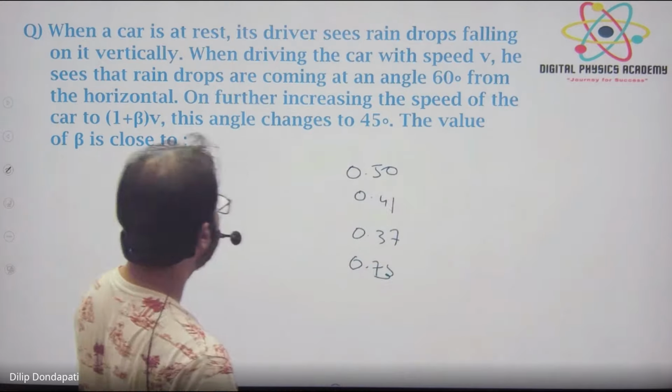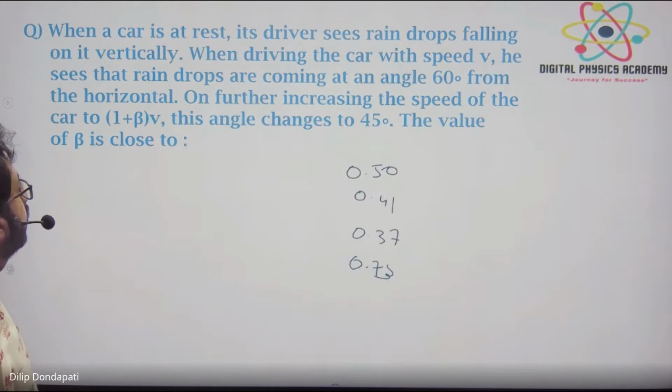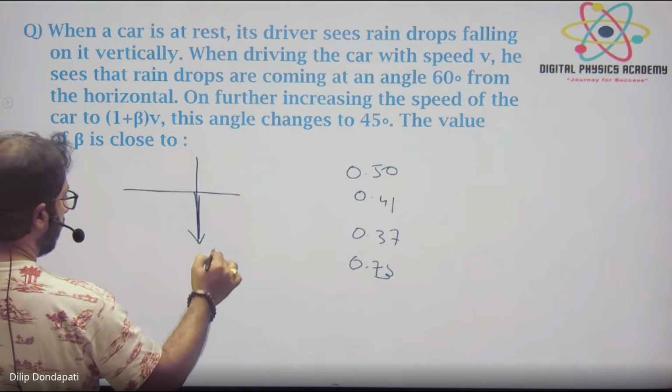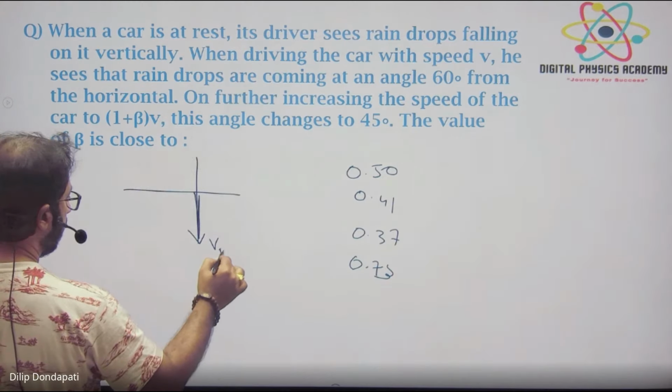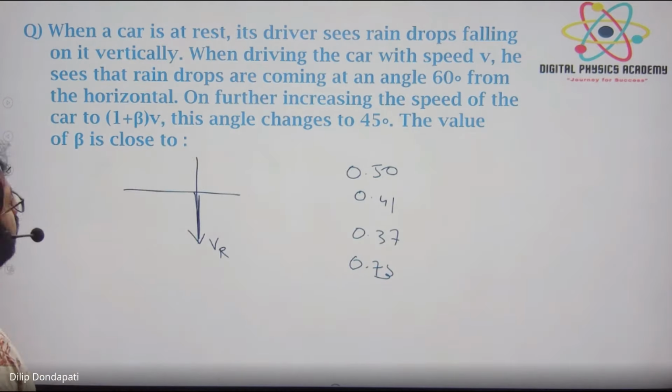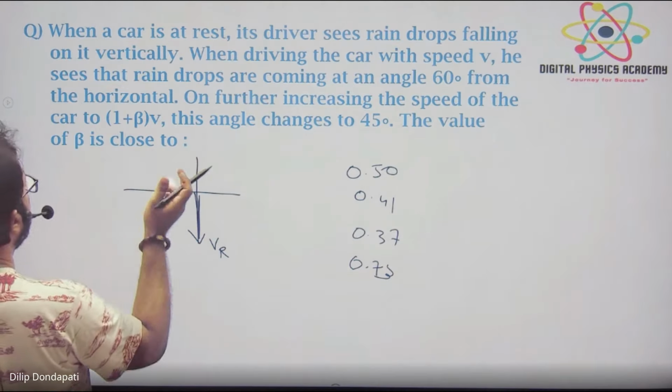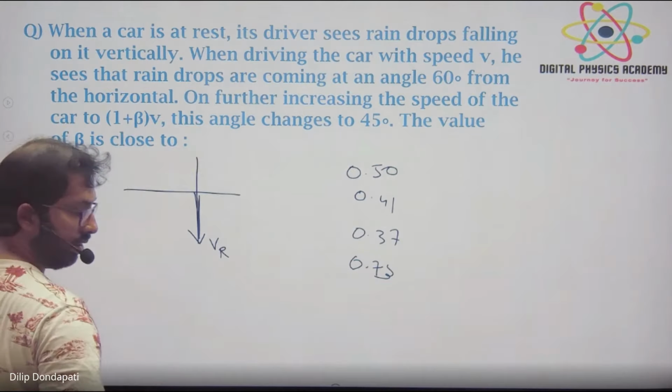A car, take it as a man. He drives and sees that raindrops are falling vertically. So rain is falling in this direction. Velocity of rain is like this. Now when he drives a car with a speed v, he sees the raindrops are coming at 60 degrees from the horizontal. Now try it.